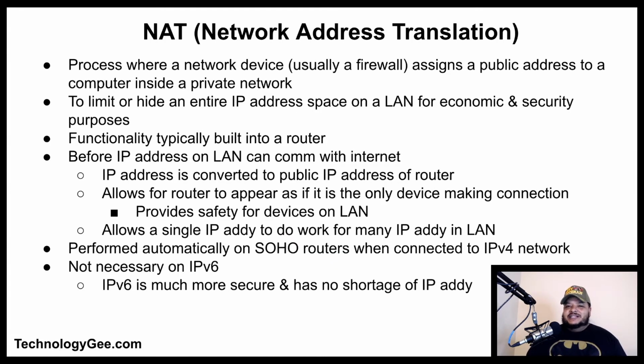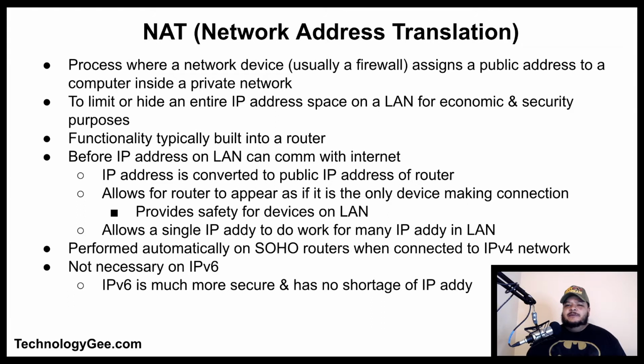Network address translation is a method of remapping an IP address space into another by modifying network address information in the IP header of packets while they are in transit across a traffic routing device. So in layman's terms, NAT is the process where a network device, usually a firewall, assigns a public address to a computer or a group of computers inside a private network. The main use of NAT is to limit or hide an entire IP address space on a LAN for both economic and security purposes. This functionality is typically built into a router.